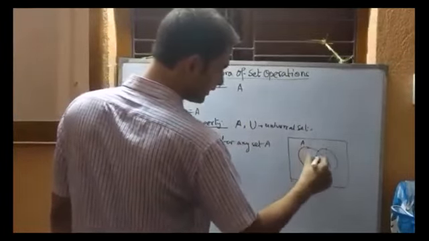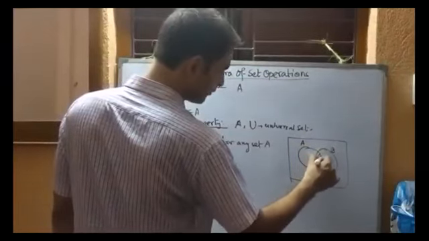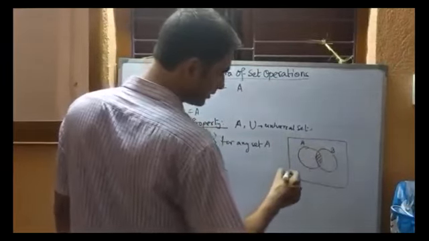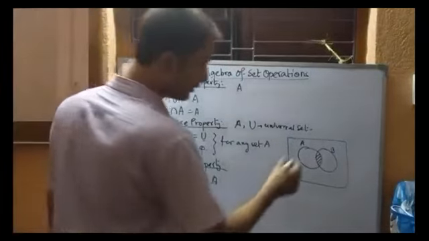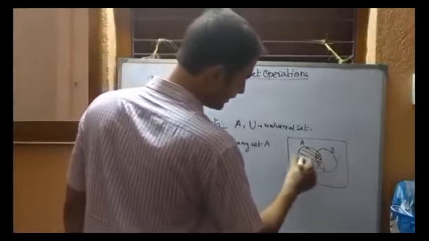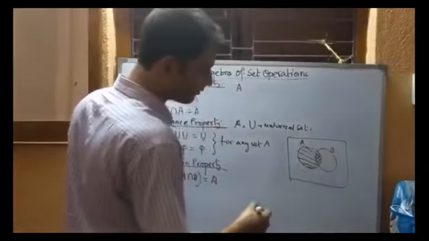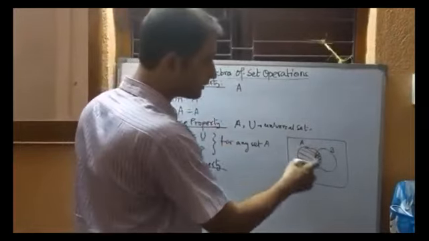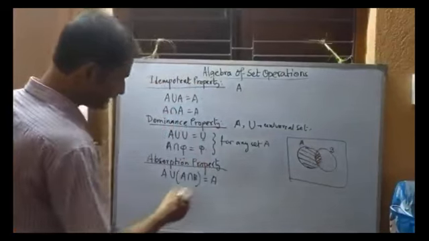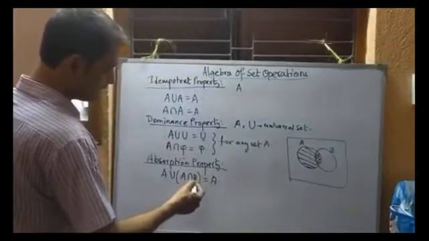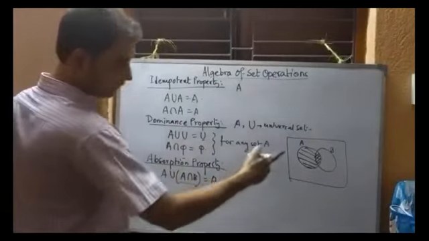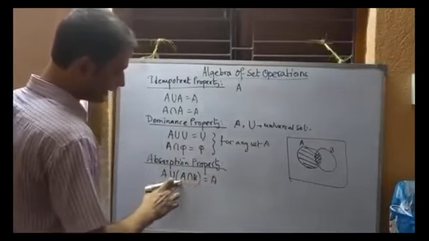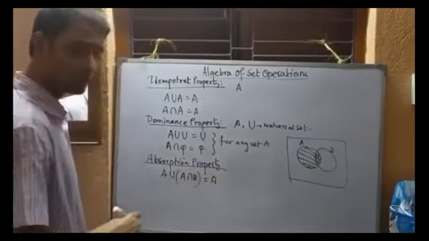So this is A, this is B. This part is A intersection B. So we are taking the union of A and A intersection B. So this is A and this part is A intersection B. So the union will be the whole set A. So A is basically absorbing this part. See in the Venn diagram, A is absorbing the part A intersection B. That's why it is called the absorption property.